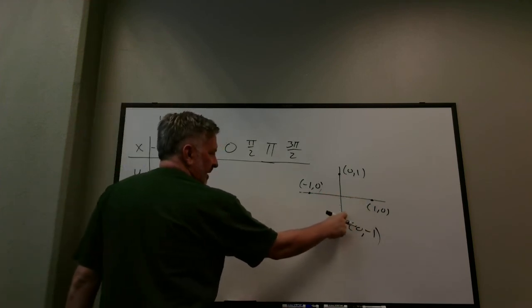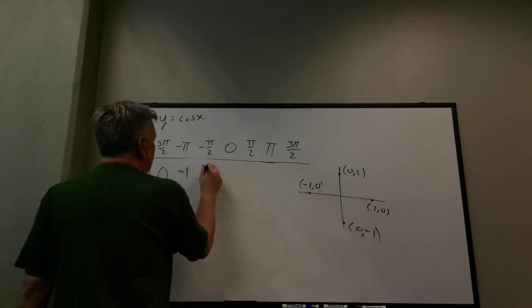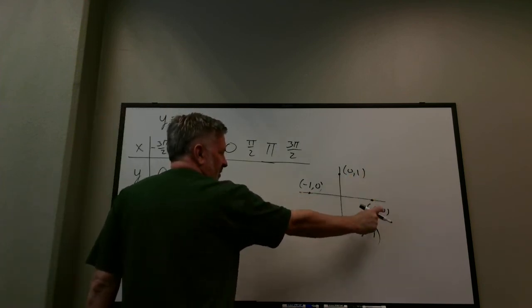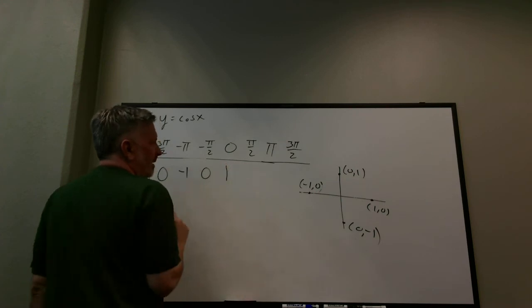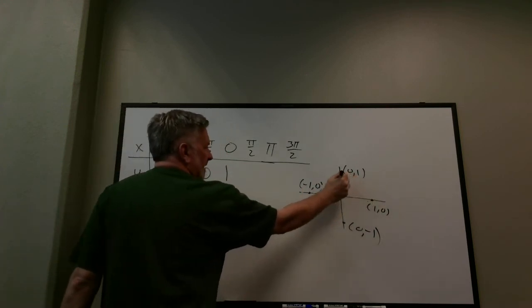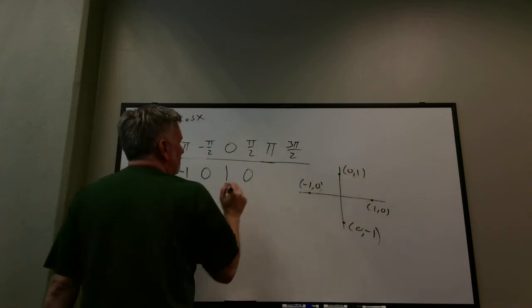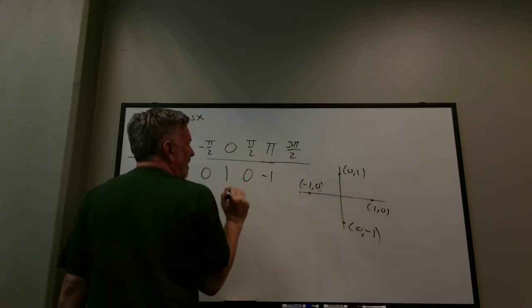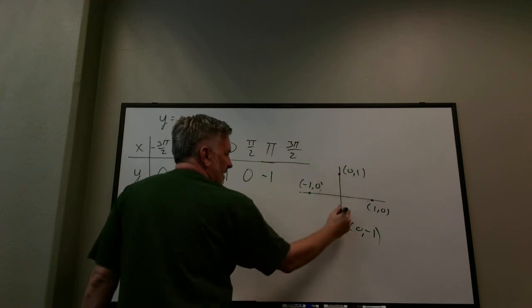Negative pi over 2 radians is here. Cosine is 0. 0 radians is here. No rotation at all. Cosine is 1. Pi over 2 radians is here. Cosine is 0. Pi radians is here, cosine is negative 1, and 3 pi over 2 radians is here, cosine is 0.